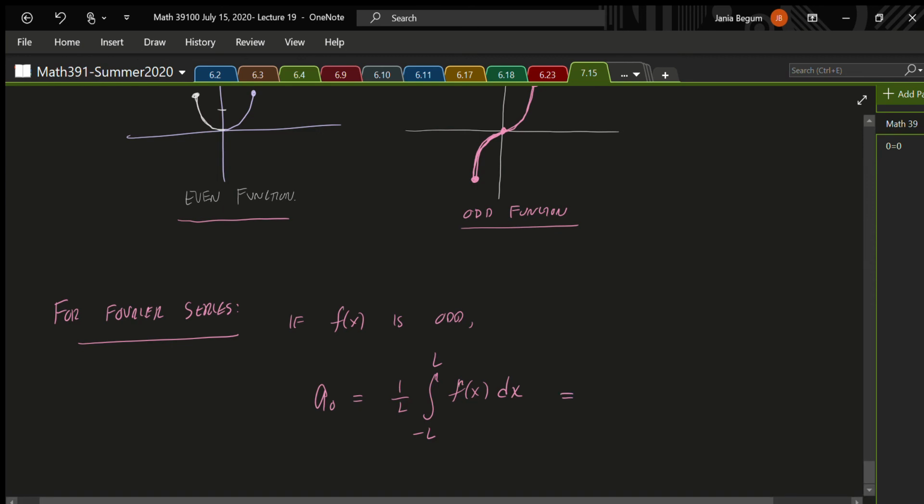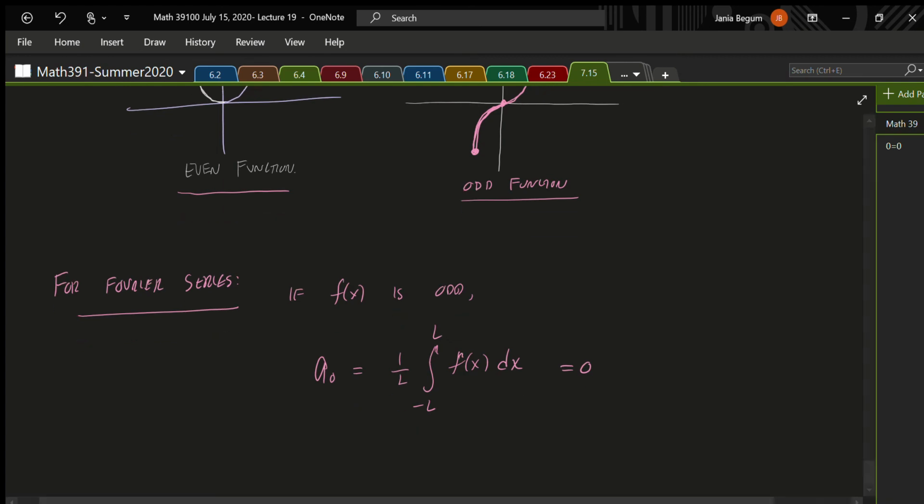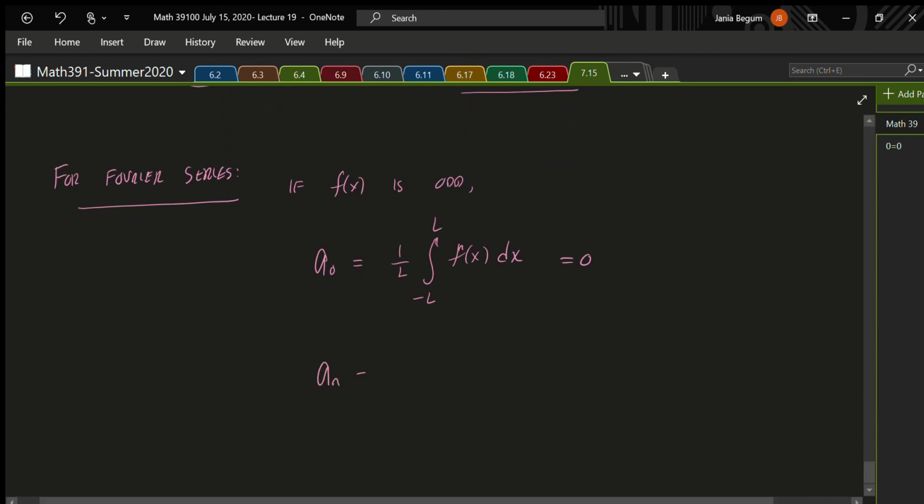0, yeah, right? By the odd and even function properties, you can simplify. So we know if you're looking at an odd function, the Fourier coefficient a0 will go to 0. Now what about an? We know it's 1 over L, integral from negative L to L, f of x times cosine of n pi x over L.